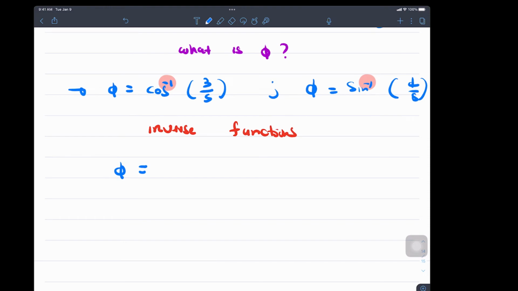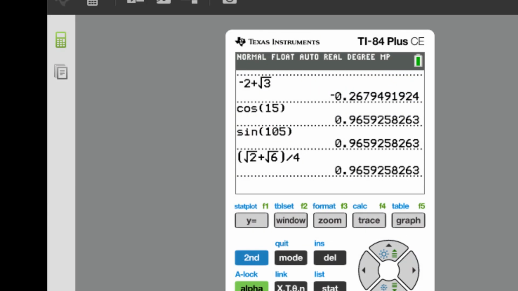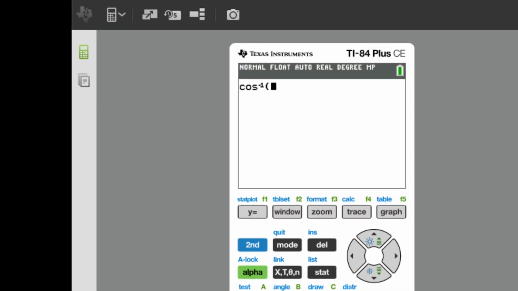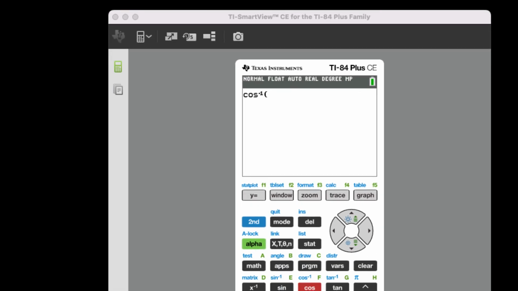Inverse cosine. Second, you see this here? This is the inverse. You guys see? Oh, no, you don't see it. Let me go back. Okay, I'm going to share with you guys this here.